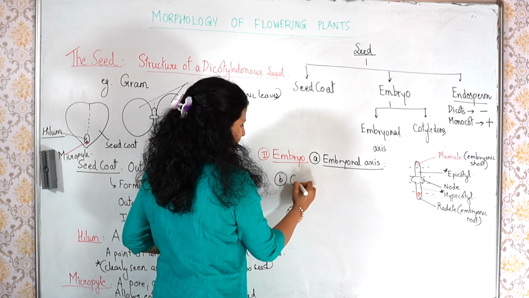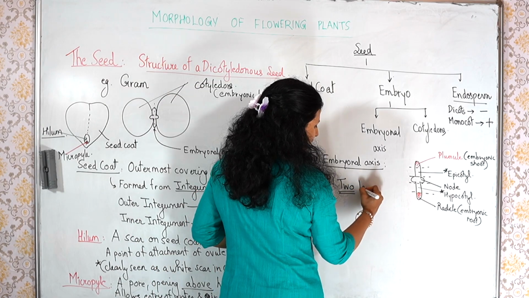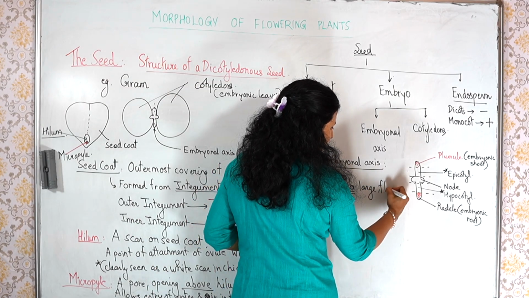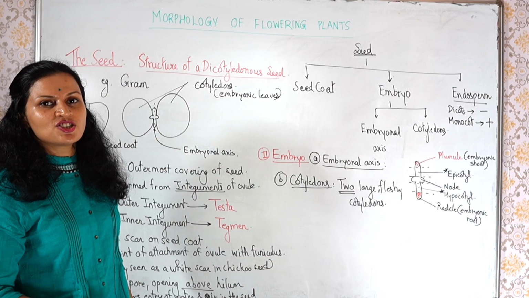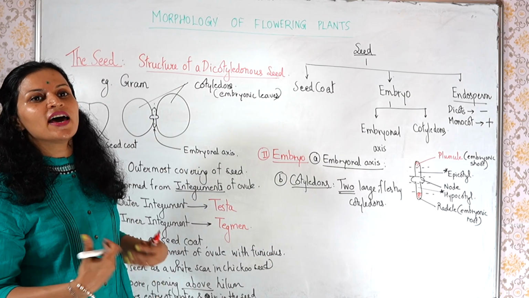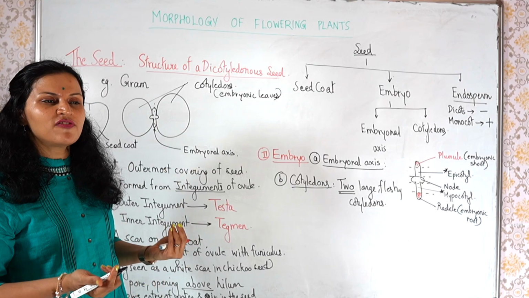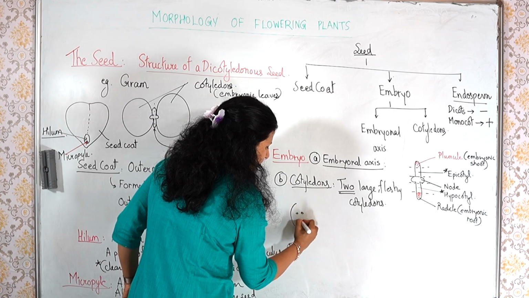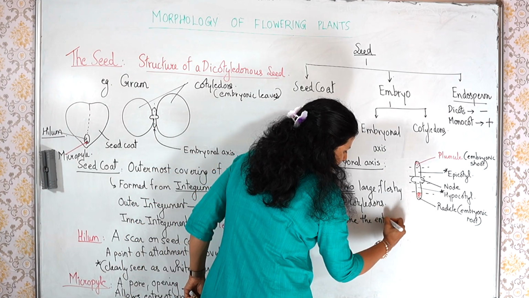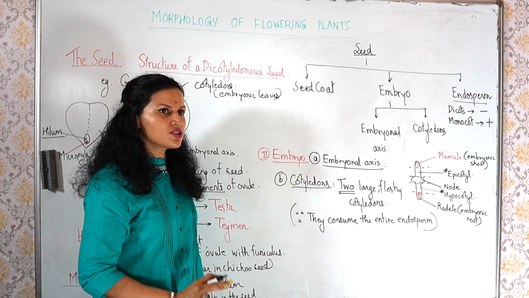Moving on, cotyledons. In dicot seeds, there will be two large fleshy cotyledons. Why are they so fleshy and large? They are so large and fleshy because these cotyledons have entirely consumed the endosperm of the seed and have become large and fleshy themselves. The entire endospermic food is now inside them. Since they consume the entire endosperm, dicot seeds are not endospermic seeds.